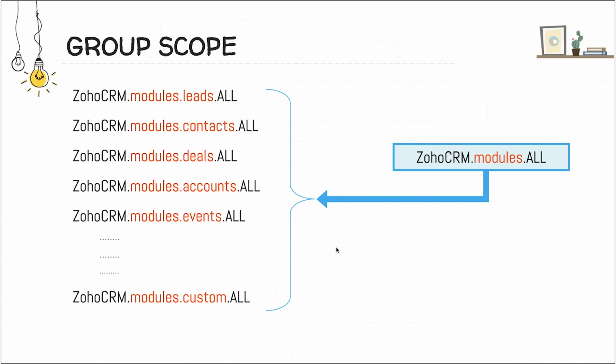In that case, you could probably go for a group scope. It's like grouping all of the modules into a single scope, ZohoCRM.modules.all. It gives you access to all of the modules available in CRM. So in case you want to give access like this, you could probably go for a group scope.